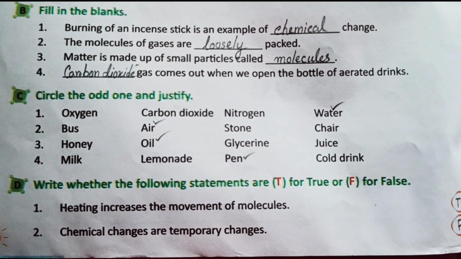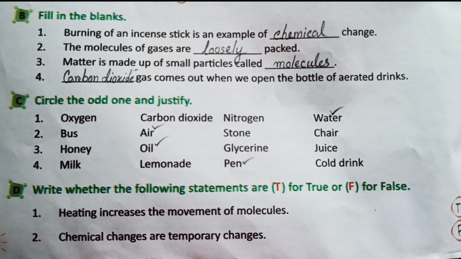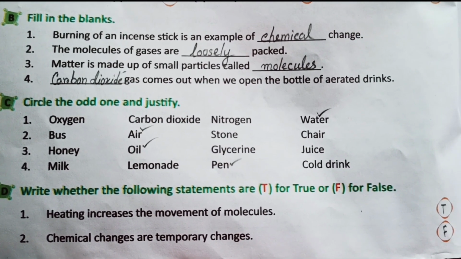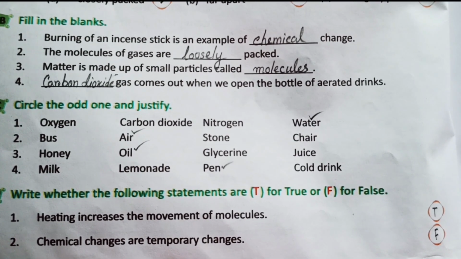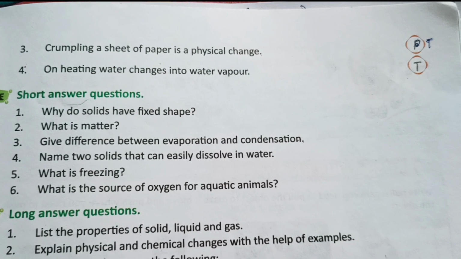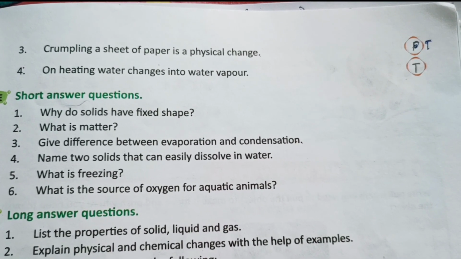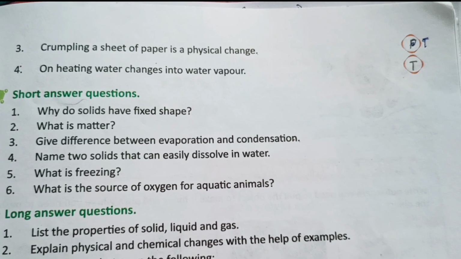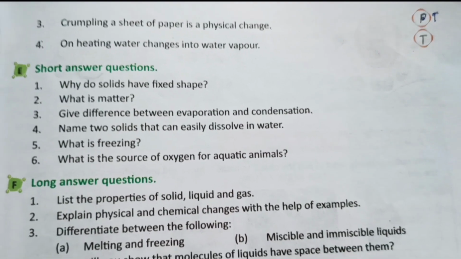Number D. Number 1, heating increases the movement of molecules. True. Number 2, chemical changes are temporary changes. False. Number 3, crumpling a sheet of paper is a physical change. True. Number 4, on heating, water changes into water vapor. True. And now number E, there are some short answer questions.